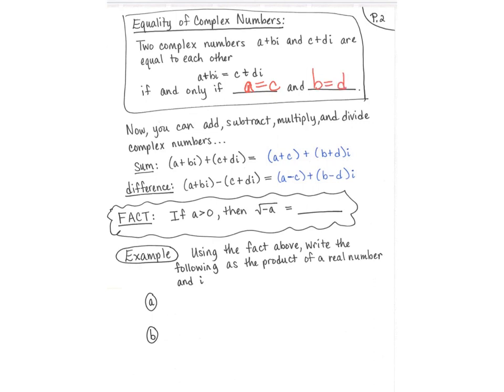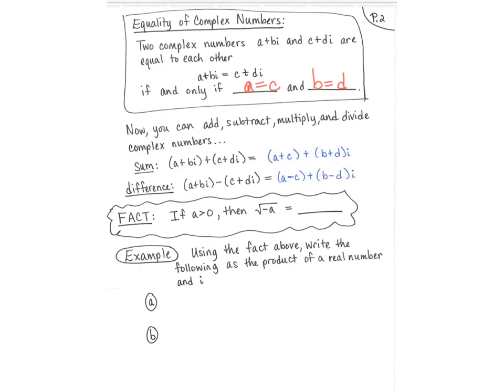Now, you can add, subtract, multiply, and divide complex numbers. To add them, you add the real parts together, and then you add the imaginary parts together. If you're subtracting c plus di from a plus bi, then you get (a minus c) plus (b minus d)i.